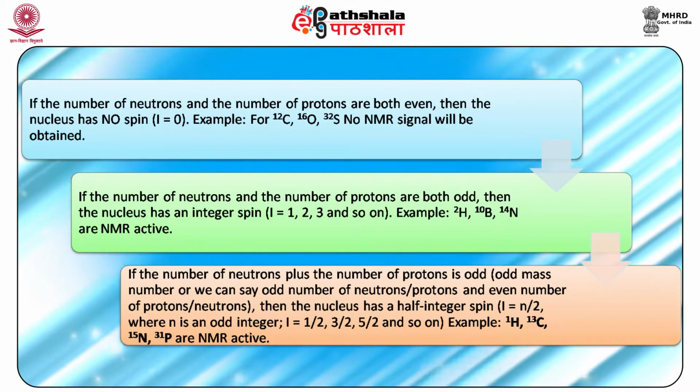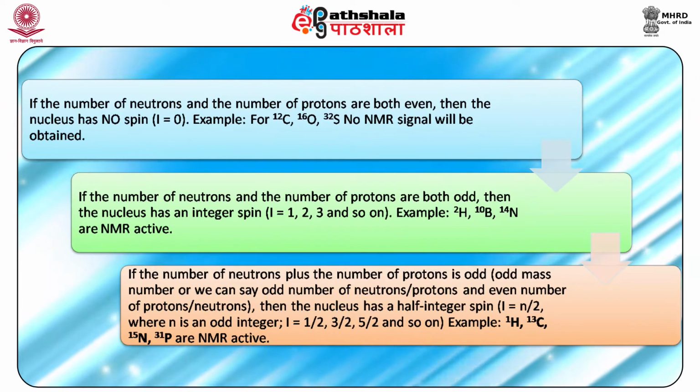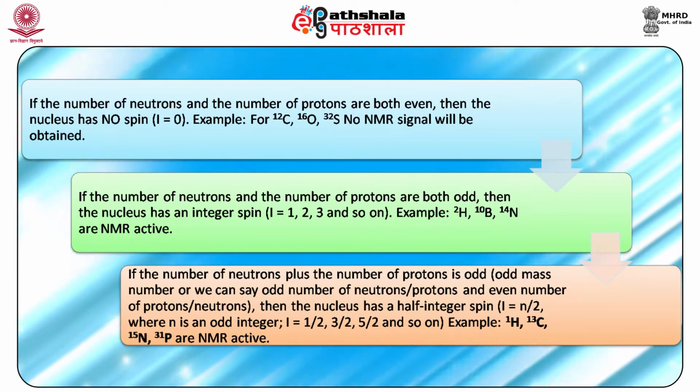Example: 2 hydrogen, 10 boron, 14 nitrogen are all NMR active.